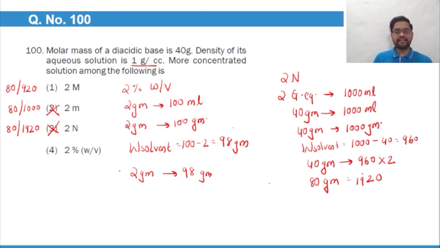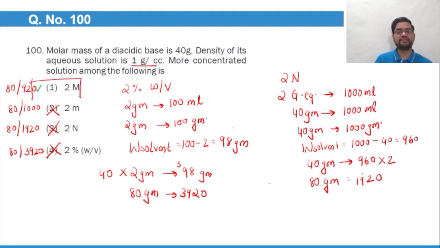But everywhere it is 80, so let us multiply by 40, so that becomes 80 grams. If I multiply this by 40, 4 8s are 32, 4 9s are 36, and then 3920. So again 80 gram of solute is present in 3920. Again this is less concentrated. So the most concentrated, the right option over here will be 2 molar. This was pretty lengthy, but yes, we have found out the answer.